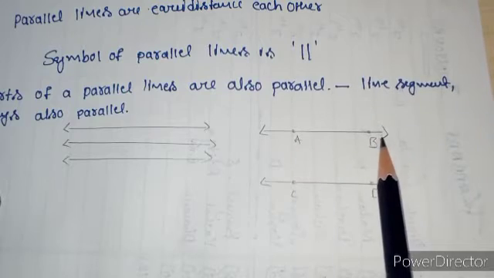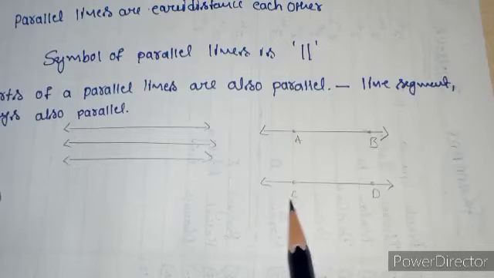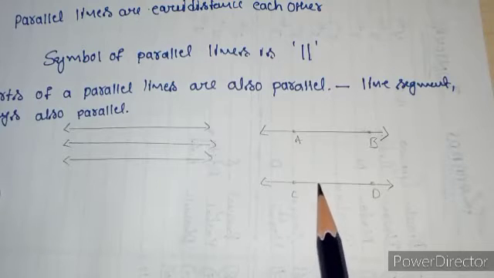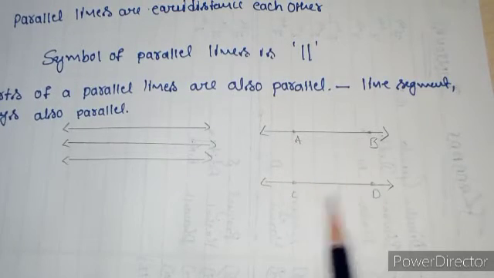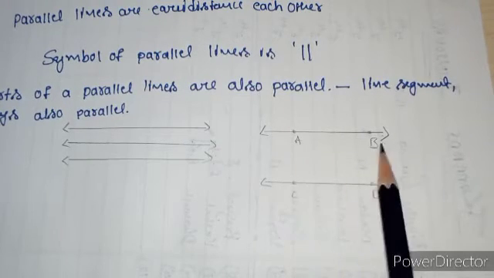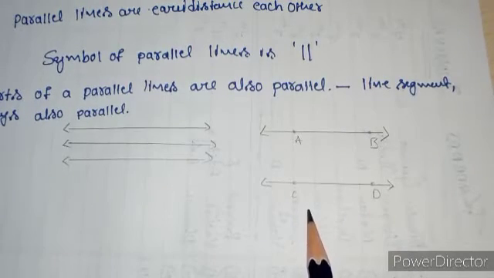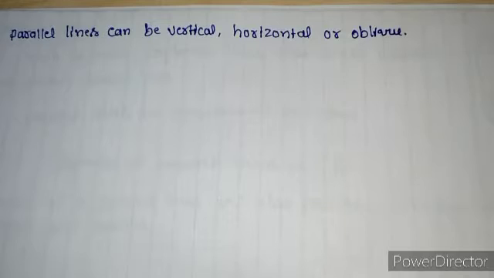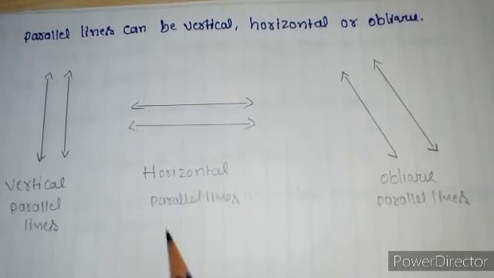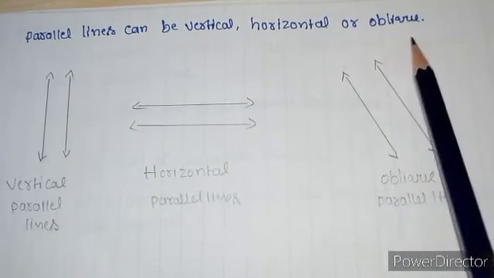So here AB line and CD line are parallel lines, right? So here AB is one segment, CD is one segment. So here AB and CD are parallel line segments. And these parallel lines also can be vertical, horizontal or oblique. Students, all of you see here, parallel lines can be vertical, horizontal or oblique.